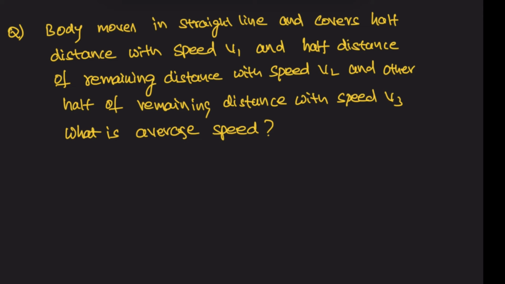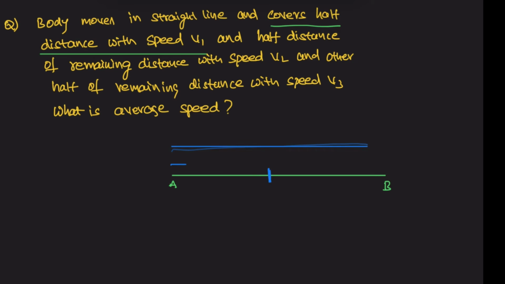A body moves in a straight line and covers half the distance with speed V1, half of the remaining distance with speed V2, and the other half of the remaining distance with speed V3. What is the average speed? Say the total distance is D. First half distance means D by 2, covered with speed V1. Now this is the remaining distance.